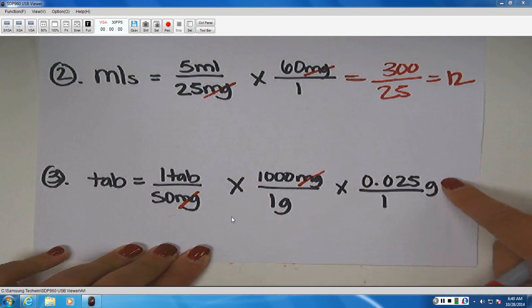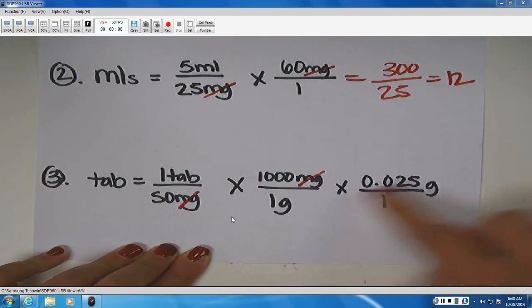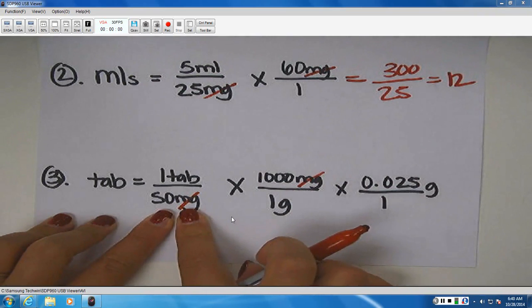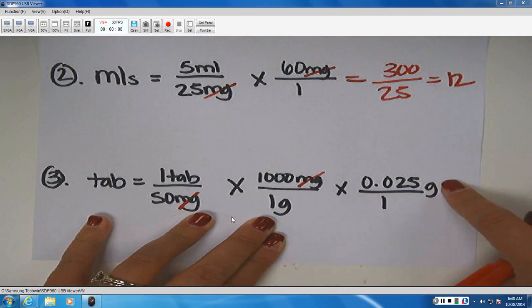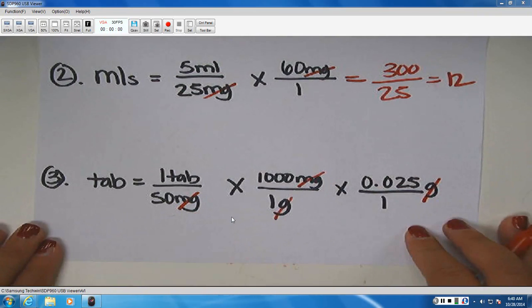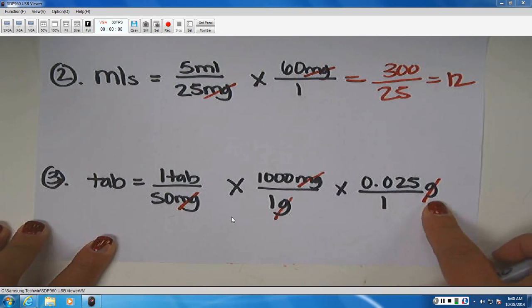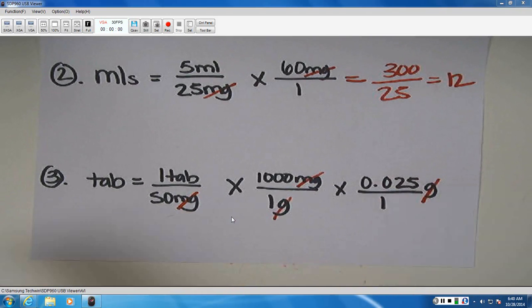So then I want to make sure that I put the physician's order over here, putting grams on top. Do you see how the labels should kind of go across from each other, the bottom and then the top? So here I had milligrams on the bottom. I want to make sure I have milligrams on the top here. I have my gram down here, so I want to make sure I have my gram put on top over here so they can cancel each other out eventually. Anyway, my physician's order was 0.025 grams.